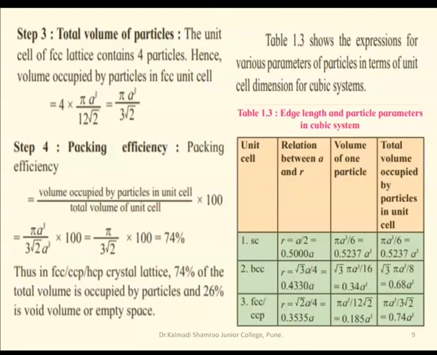Next is FCC or CCP. Radius r is equal to root 2 a upon 4. Substituting for root 2 we get 0.3535 a. Next, volume of one particle is pi a cube divided by 12 root 2, which is equal to 0.185 a cube. The total volume occupied by particles in unit cell is equal to pi a cube divided by 3 root 2, which is equal to 0.74 a cube.